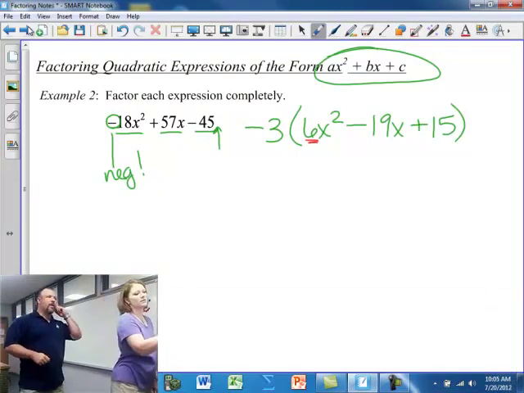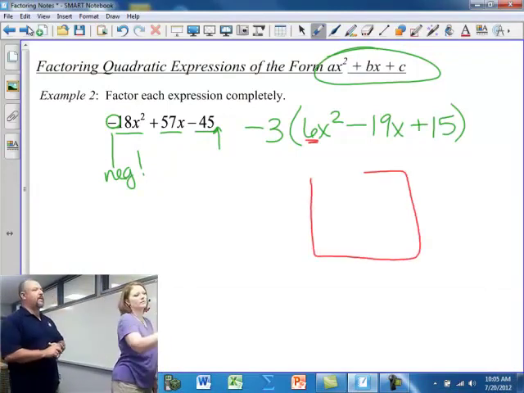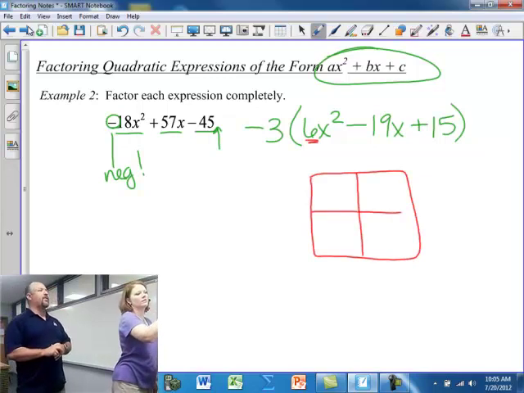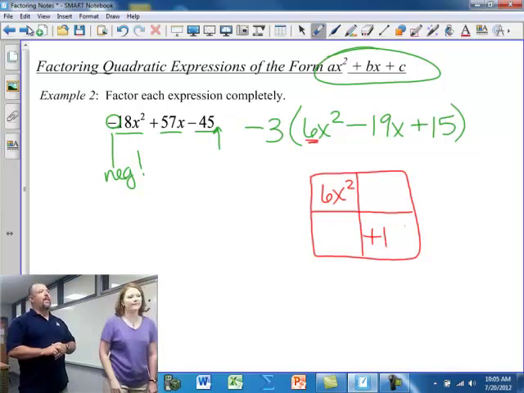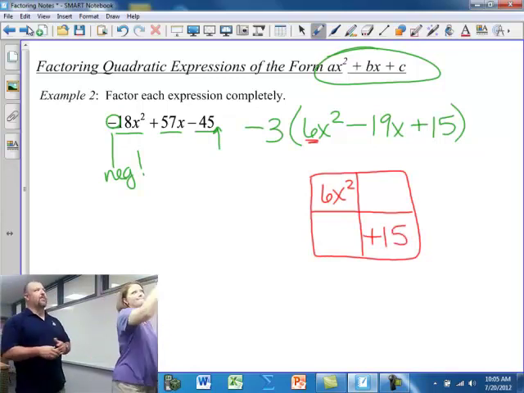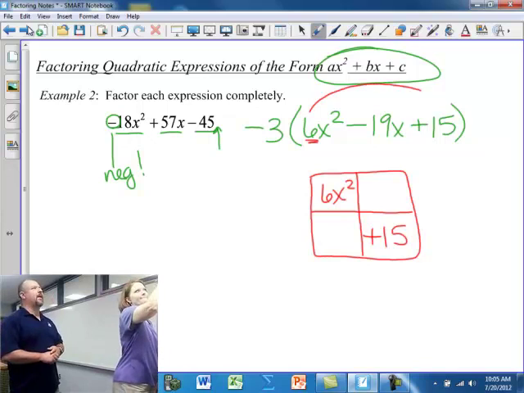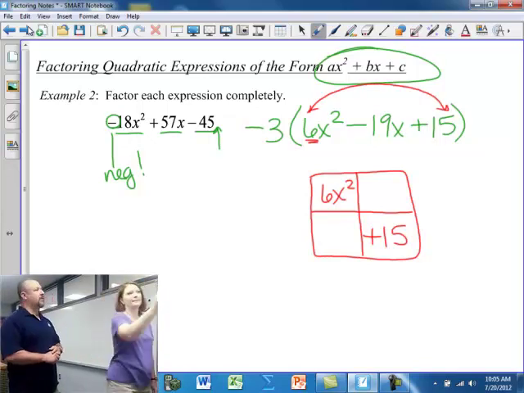Okay, so how should this box thing work? Okay, I guess I'll draw a box, Mr. Lucky. So we draw a box. We put 4 little spaces in there, and the first term is always going to be the x squared term. The last term is going to be in the bottom right corner. And then we're going to multiply the a and the c terms together. So the 6 and the 15 make 90.